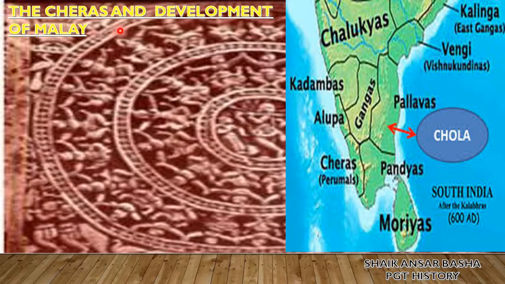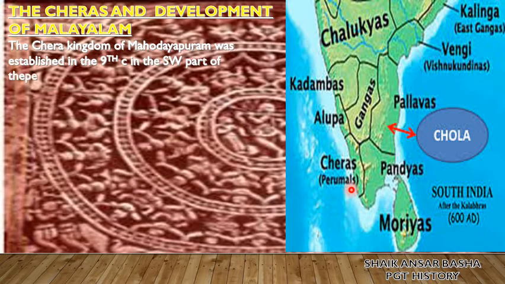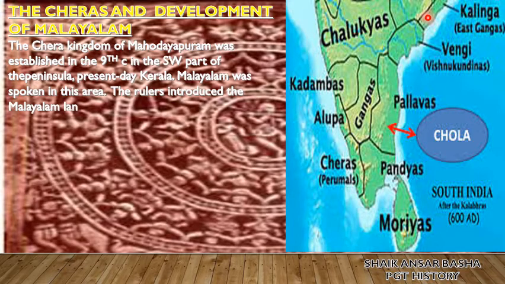Now we will discuss Cheras in the development of Malayalam. The Cheras dynasty promoted the Malayalam language, which is the official language, the state language spoken all over Kerala. The Chera kingdom of Mahodayapuram, Perumals, was established in the 9th century in the southwest part of the peninsula. This is the peninsula, which is covered on 3 sides by water. Malayalam is spoken in this Chera kingdom.